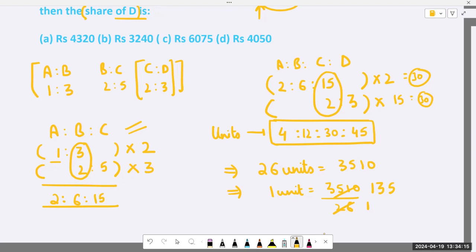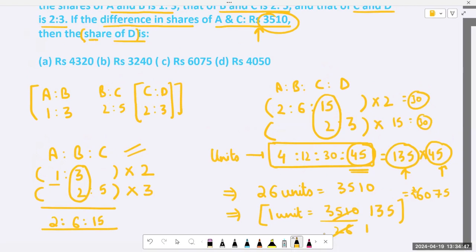Now, since we know that the value of 1 unit is equal to 135 rupees, the value of 45 units, because D is equal to 45 units, will be equal to 135 multiplied by 45, like the number of units multiplied by the actual value of 1 unit. If we multiply them, we get the value as 6075 rupees. And here they were asking what is the share of D.